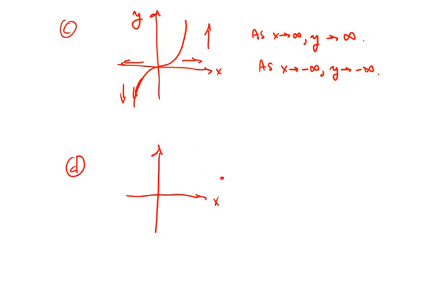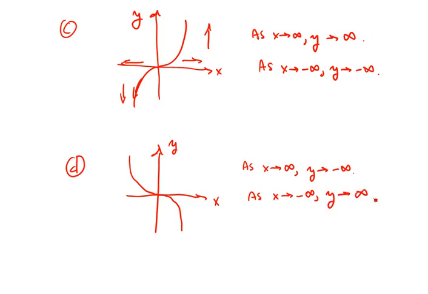And finally, we just look at that reflected version of that. This is y equals negative x cubed. The graph has the same form, but it has been reflected vertically, and so the end behavior now is that as x goes to infinity, y goes to negative infinity, and as x goes to negative infinity, y goes to positive infinity.